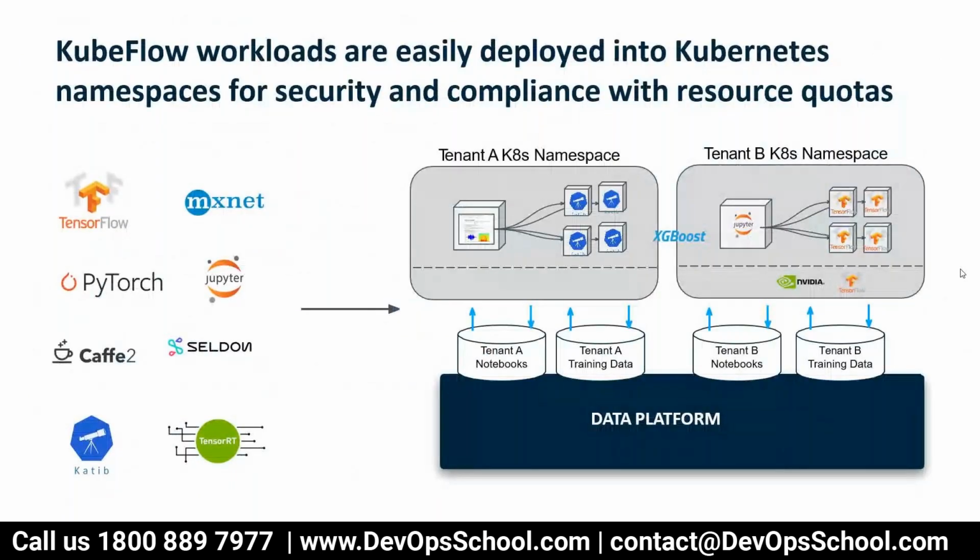So Kubeflow workloads are easily deployed into a Kubernetes namespace for security and compliance with resource quotas. Here if you see, there's a platform and you want to deploy notebooks. One we call tenant A, and that is in one namespace, then a second namespace likewise. So each of these features will be deployed in a separate namespace. That way it will be isolated.